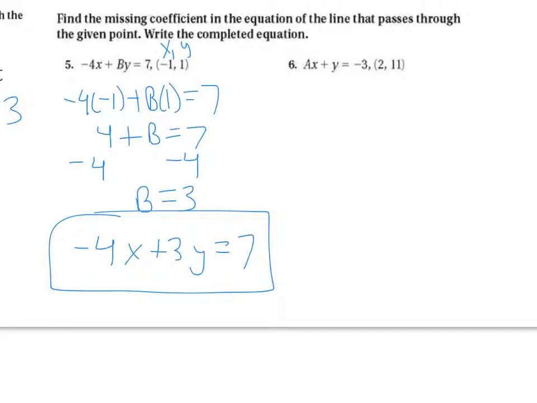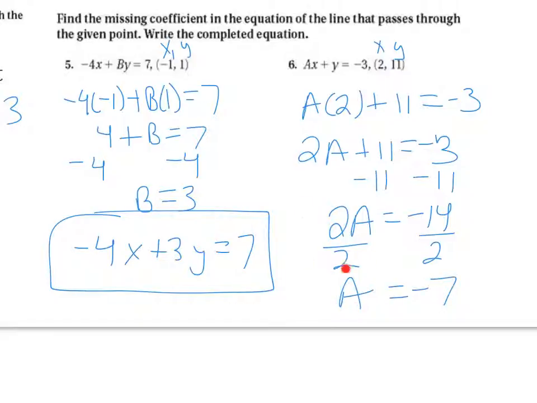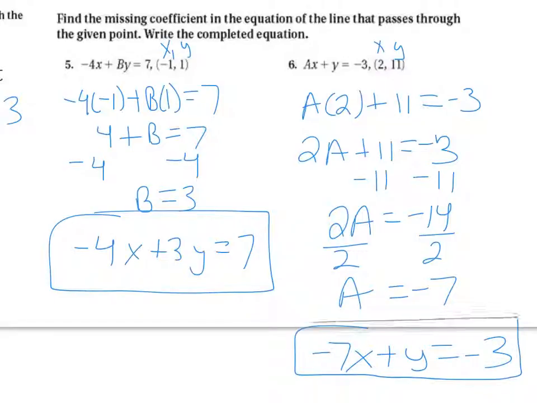Now this one we need to solve for a. So you have a times 2 plus 11 equals negative 3. Because again, here's the x, here's the y. So you have 2a plus 11 equals negative 3. Subtract the 11. 2a equals negative 14. So you get a equals negative 7. I had to divide by 2 because we're multiplying by 2. So the final answer, negative 7x plus y equals negative 3. Okay?